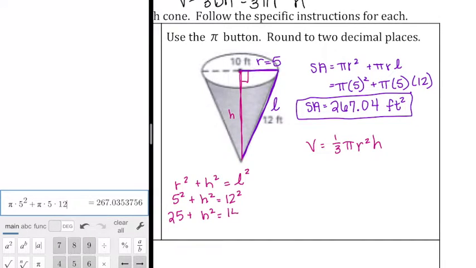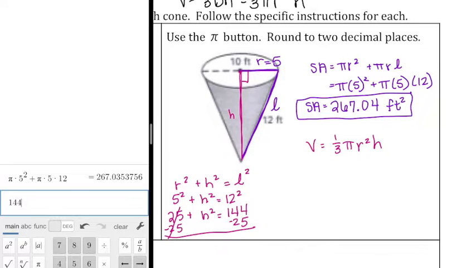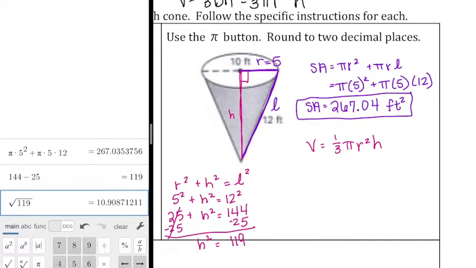12 squared was 144, so I'm going to take away the 25. So 144 minus 25, which is 119. So h squared is going to equal 119. Whenever I find the square root of this, it's not a perfect square, so I'm going to have to round. Let's round this one to 2 decimal places as well. So my height is going to be 10.91 when I round it.